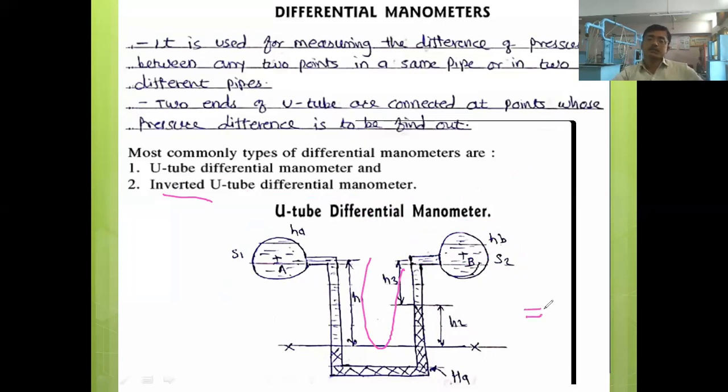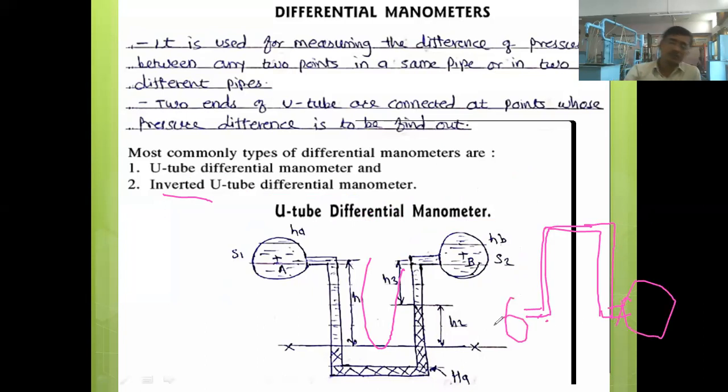Okay, and there is another kind of manometer. From its name itself, we will get some idea about it. Its name is the inverted U-tube differential manometer. So it is like that. This tube is inverted. It is a U-tube, and what is done to the U-tube? It is inverted. And this is called the inverted U-tube manometer.